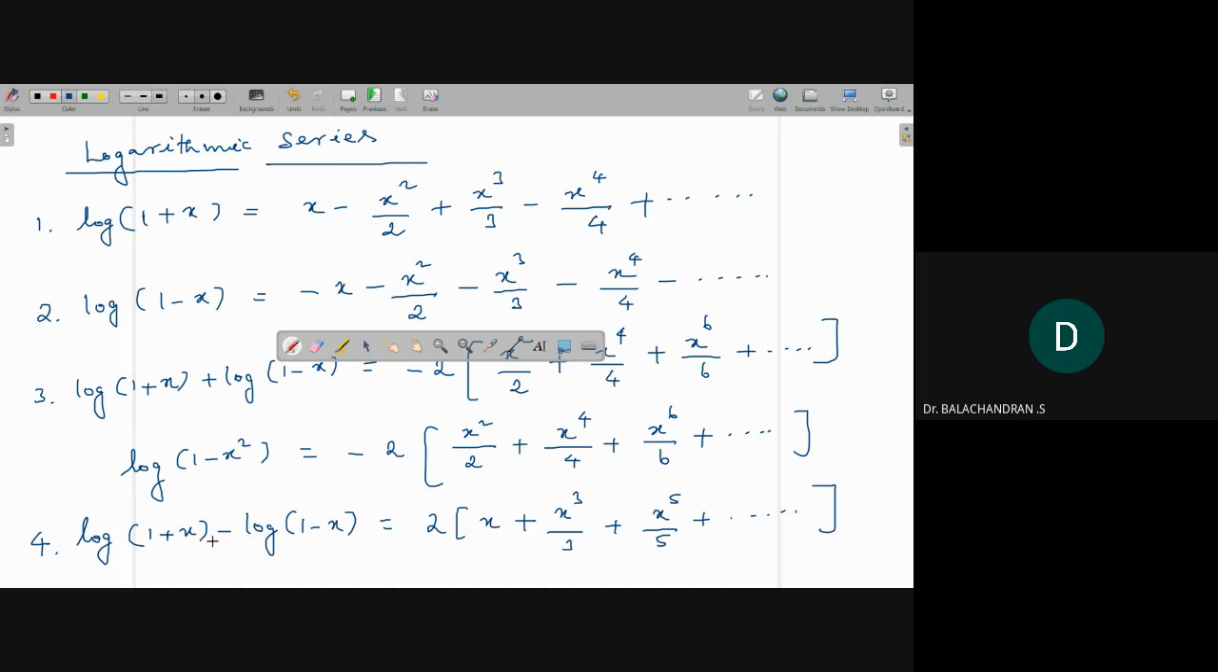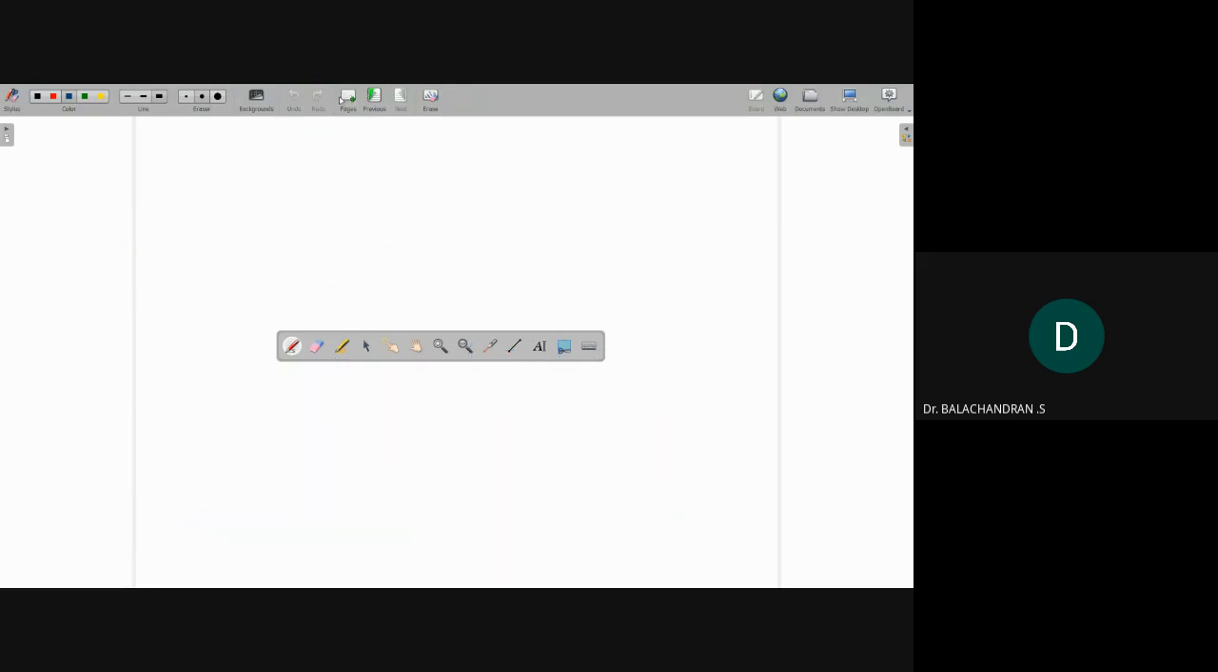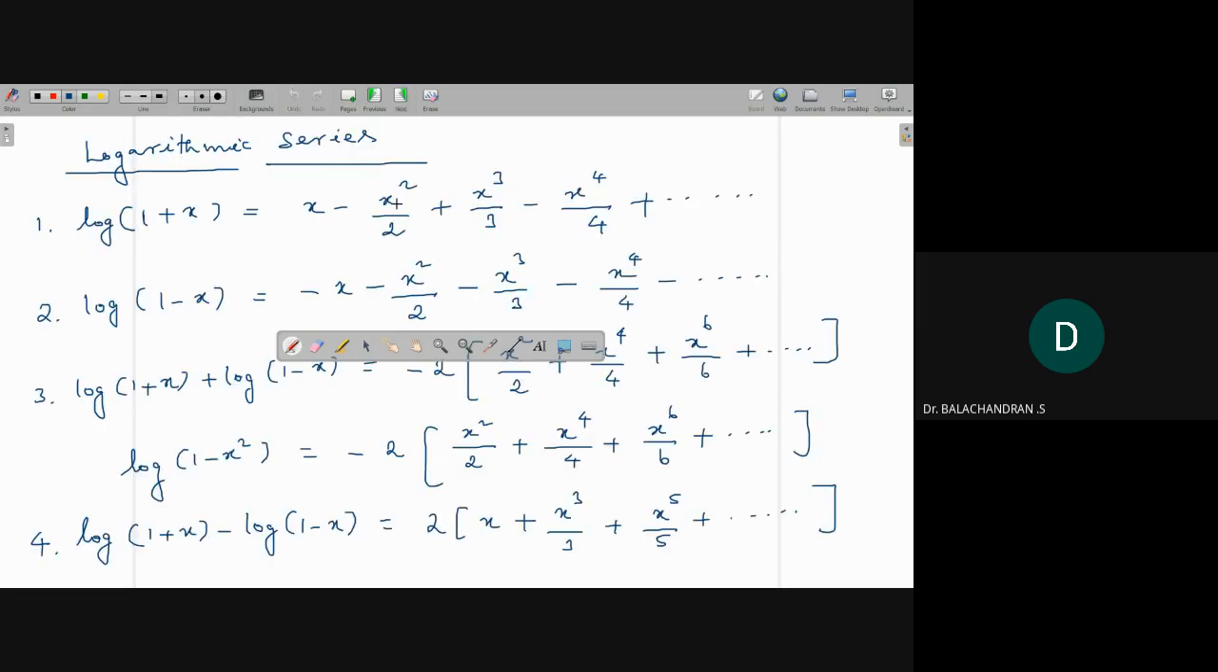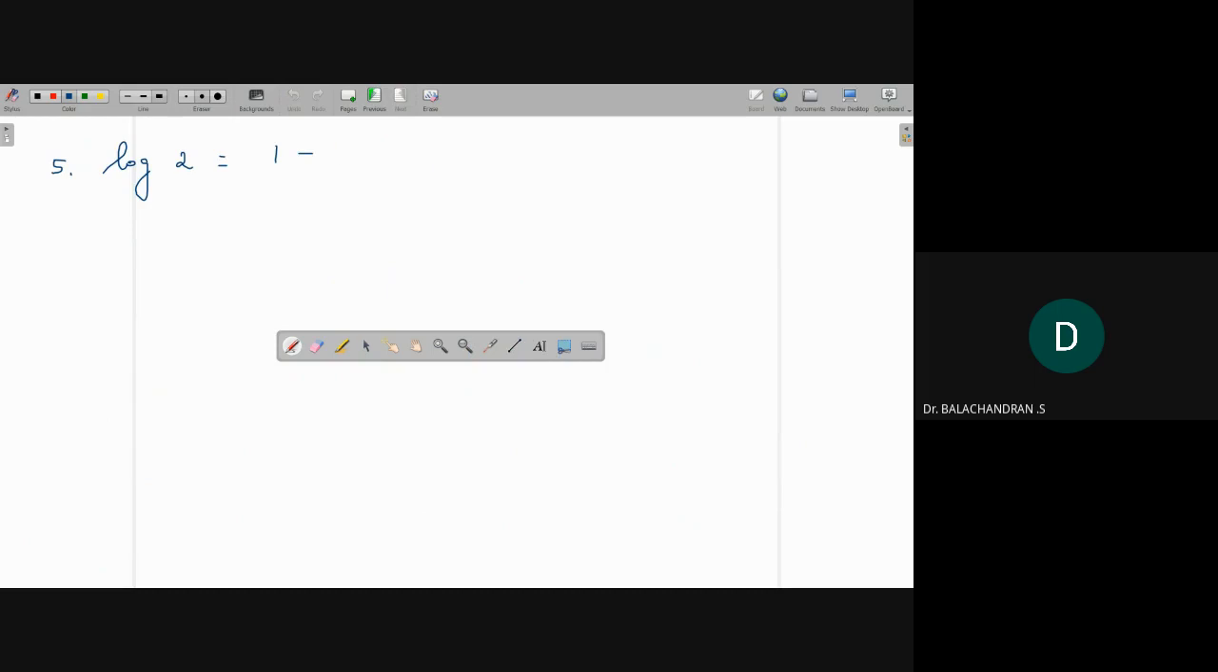Okay. So now I am going to substitute x is equal to 1 in the first equation. If I substitute x equal to 1, left hand side is log 2. Right hand side is 1 minus 1 by 2 plus 1 by 3 minus 1 by 4 plus 1 by 5 and so on.